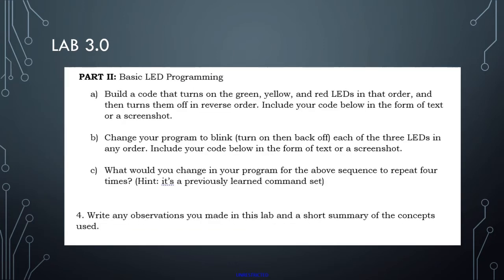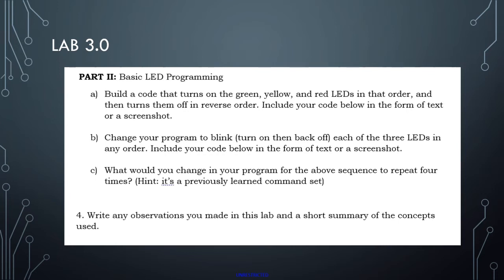Next, we have part two, which relates to our second objective of being able to use our new commands to program LEDs that are attached to our virtual pins. The first thing you're going to do is build a code that turns on the green, yellow, and red LEDs in that order, and then turns them off in the reverse order. So you'll turn on the green, then the yellow, then the red, and then you will turn off the red, turn off the yellow, and turn off the green. You'll build a program that does that one time. And just like part one, you'll include your code, either as text or a screenshot. Either one is fine, and that applies to essentially all of your labs.